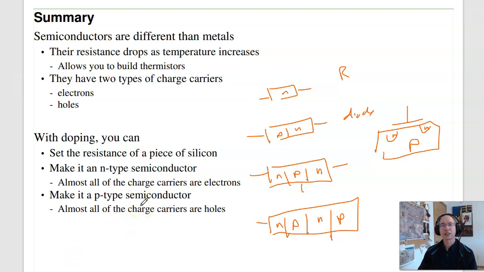So that's lecture number 4 for ECE 320, Digital Electronics.